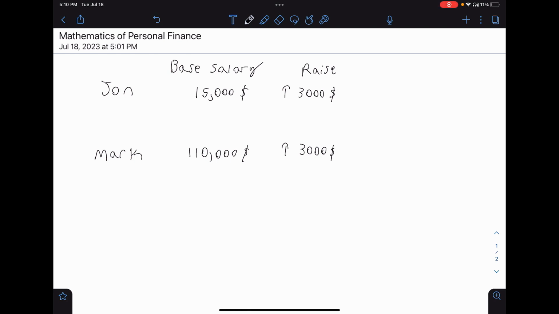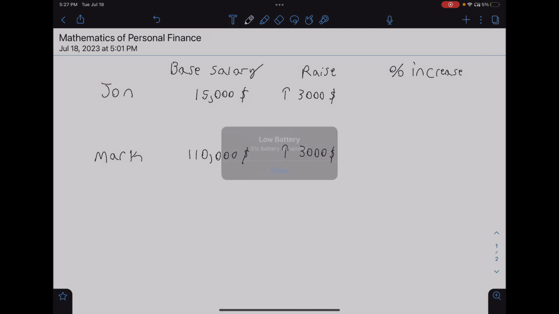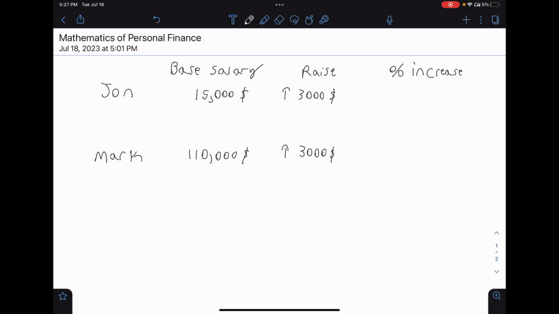Now, John and Mark both had an identical raise. But how much is $3,000 worth to Mark compared to how much it's worth to John, right? And that's how we use percent increases slash decreases. So how would you actually calculate this percent increase? So percent increase, I'm going to denote with a percent symbol down here, and then INC for short form for increase.